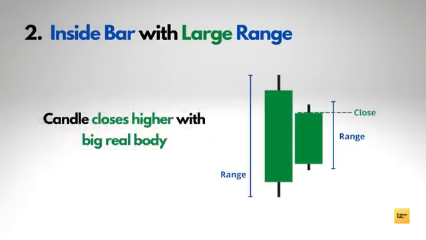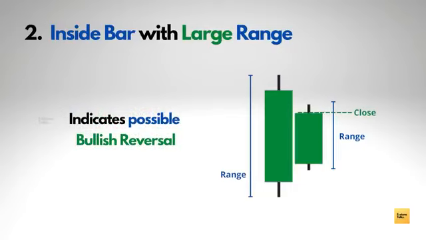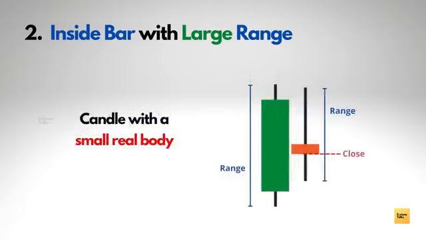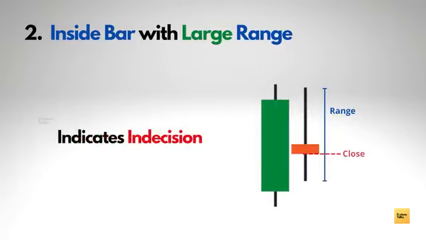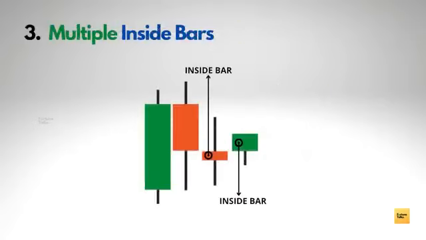As you can see, in the first category, there is a large inside bar with a bullish close which shows signs of bullish strength. Moving on to the second type, it is a large inside bar with a small real body which shows signs of indecision. So depending upon the range and the real body, the inside bar can either represent an indecision or a reversal in the market. Now the third type of inside bar is multiple inside bars.